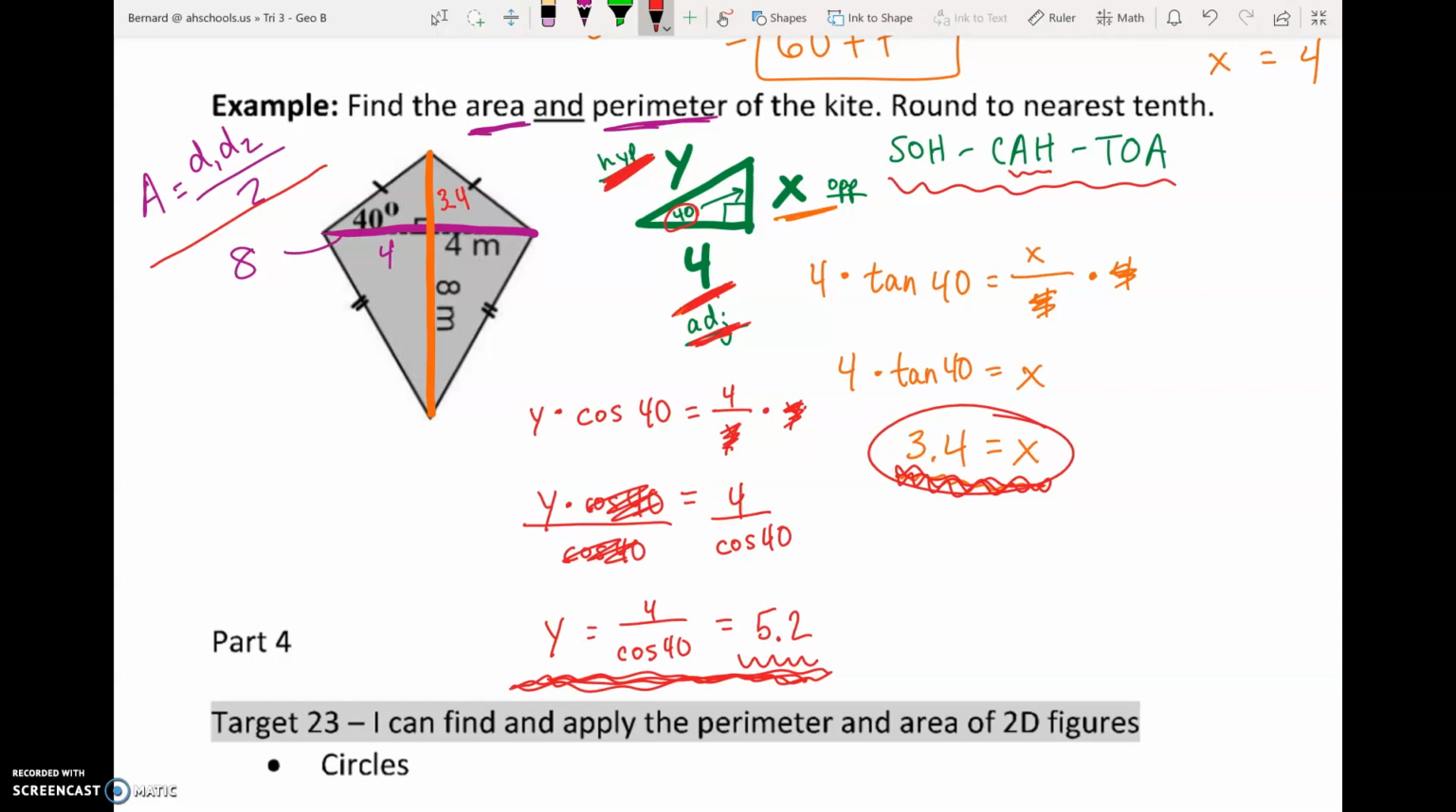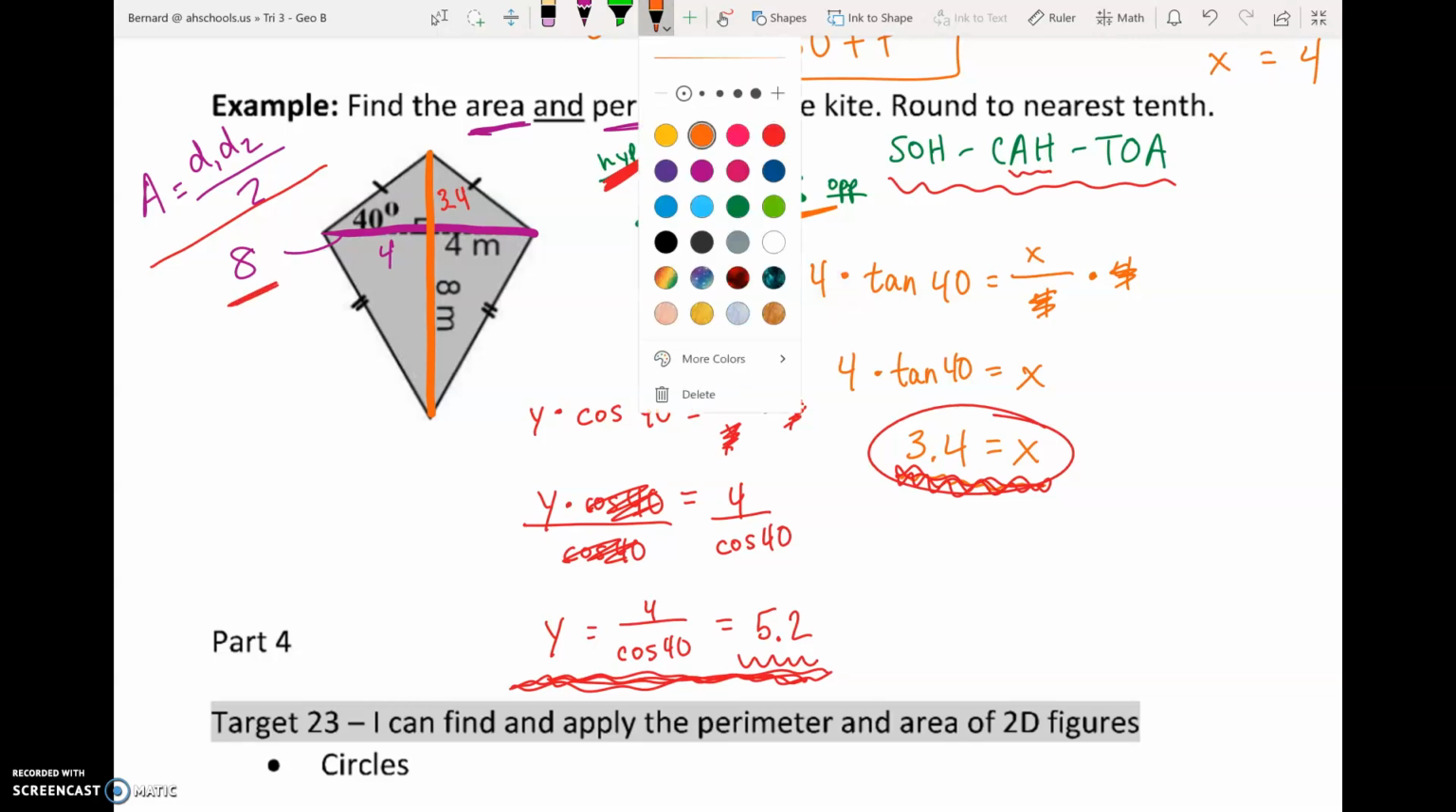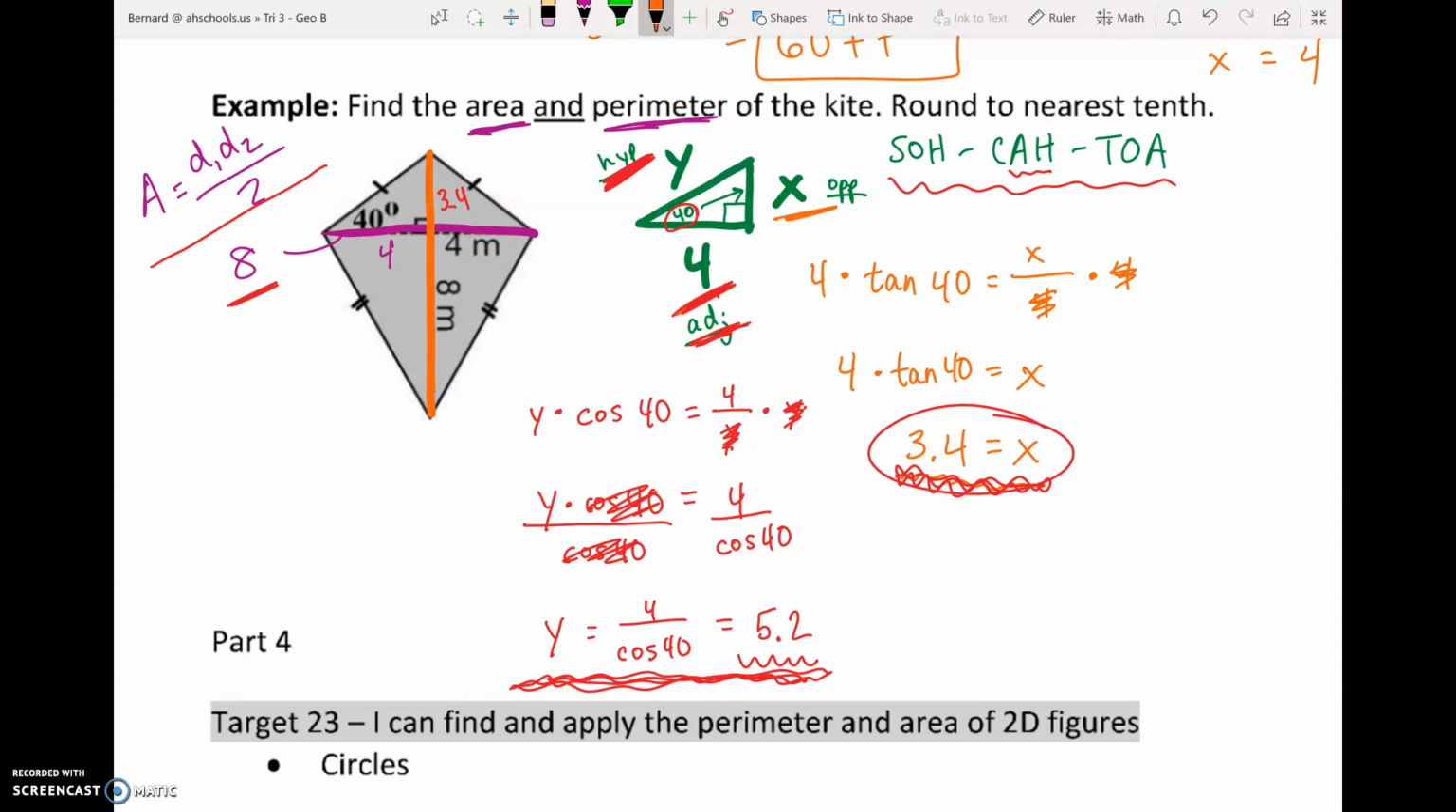My purple diagonal had a side of 4 and another side of 4, making it 8 total. My orange diagonal, and I guess I can write it in orange, has a part of 8 and a part of 3.4, so in total, that's 11.4. So by finding x out of that green triangle, I can now find the area of my kite because I know both full diagonals. One of them's 8, one of them's 11.4.